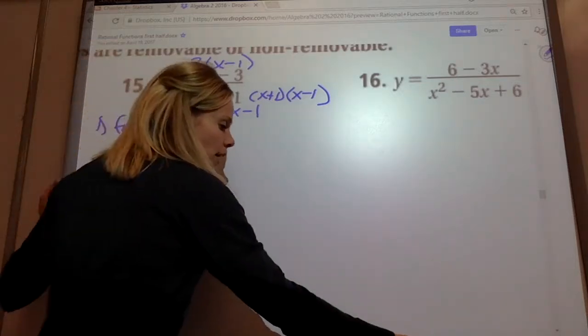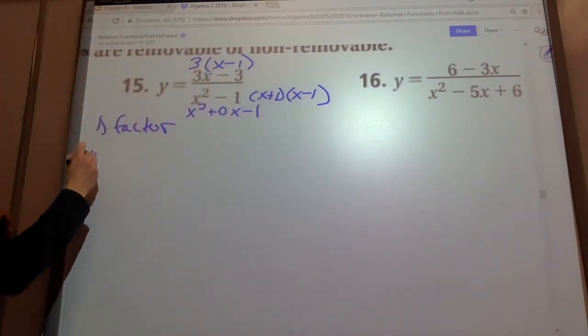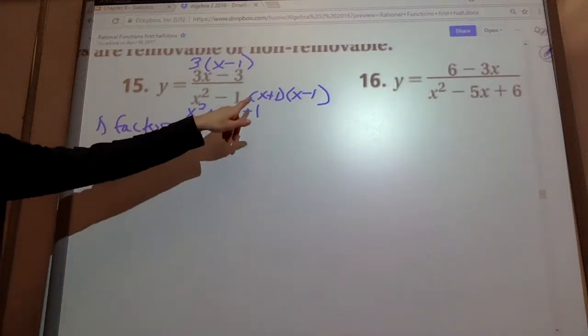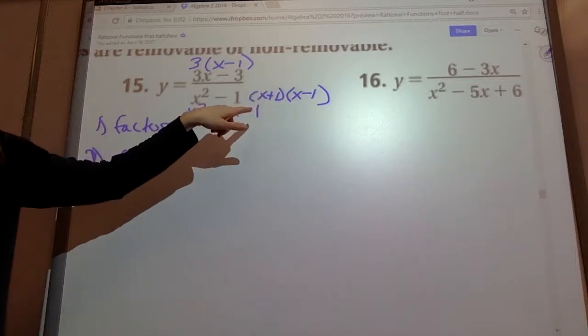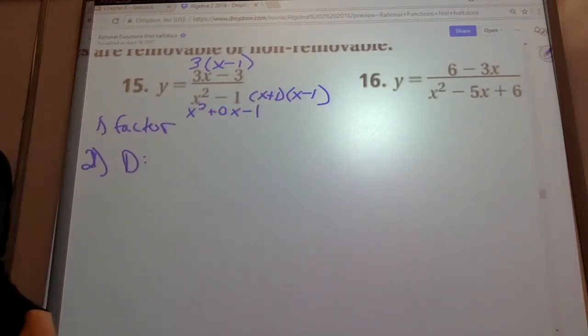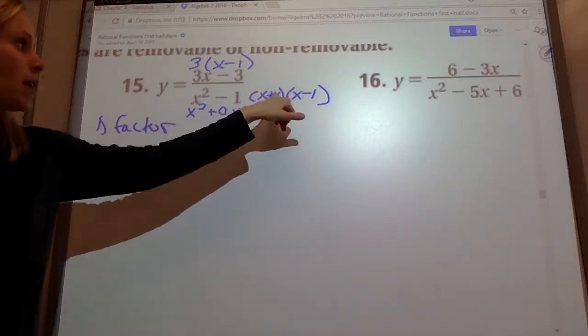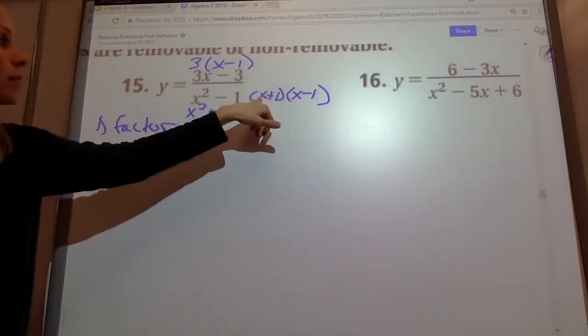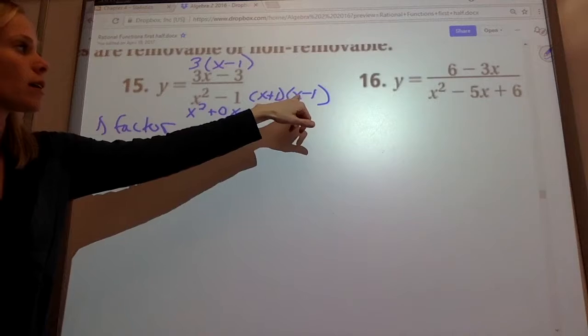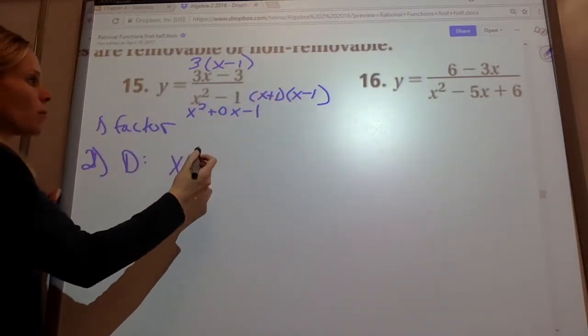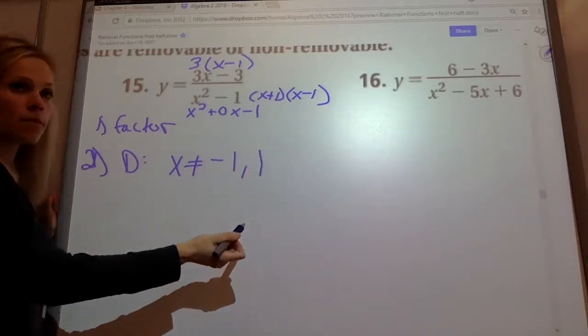Now, let's look at the domain. So domain is x value. So I look at the bottom. Is there anything x cannot be? What would make the bottom 0? Negative 1 and positive 1. Very good, because negative 1 plus 1 would give me 0, and positive 1 minus 1 gives me 0. So in domain, I know we cannot have negative 1 and 1.